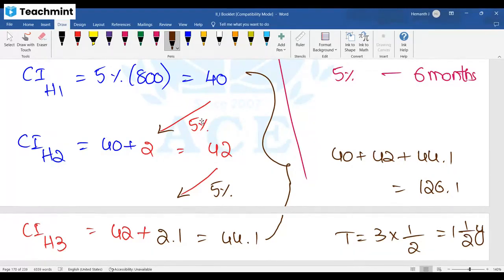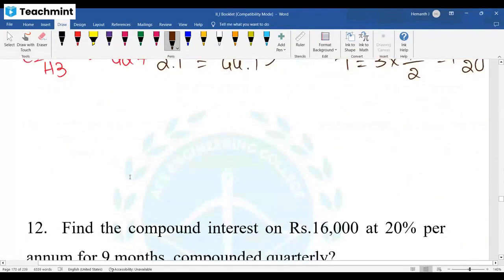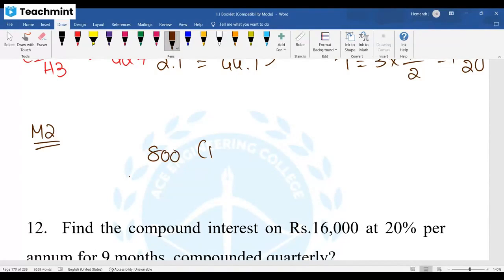Compound interest. Hope you are done so far. Right. Now let's see the next one. Our same question, if you want to do another approach, a second approach or another method, then what you have to do: 800 should become 926.1, right? So 800 into 105%. Why 105%? 5% is the interest for every half year.